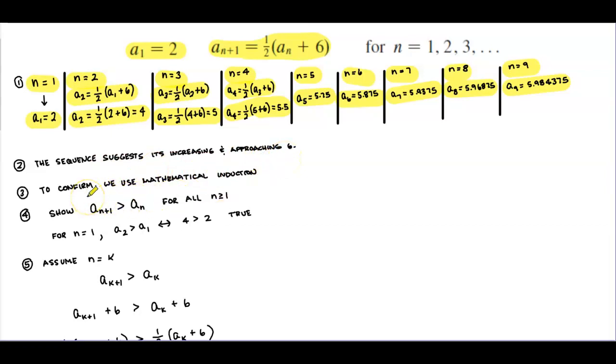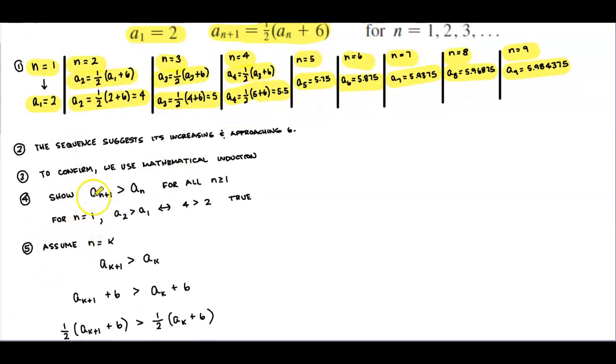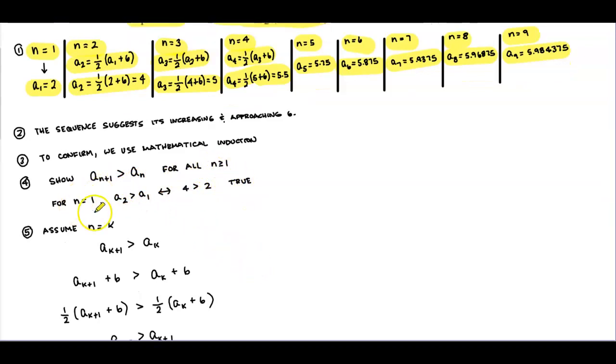Now to confirm, we want to use mathematical induction. In order to use mathematical induction, we're going to show that a subscript n plus 1 is greater than a subscript n for all values of n greater than or equal to 1. For n equal to 1, a subscript 2 is greater than a subscript 1, meaning the second term is greater than the first term. That's true because 4 is greater than 2.